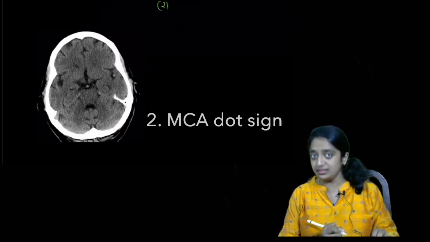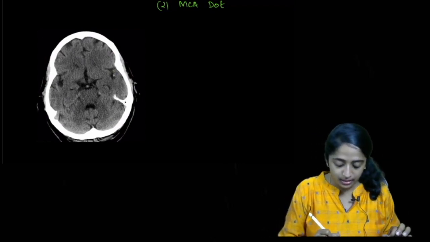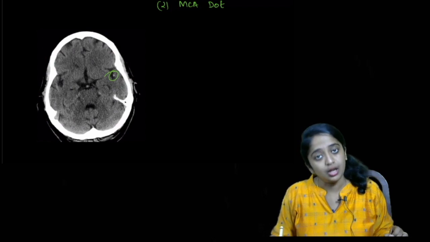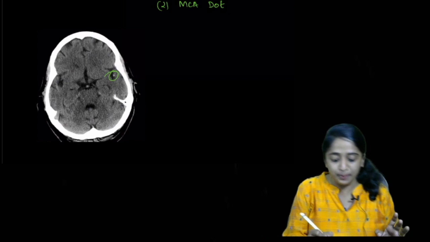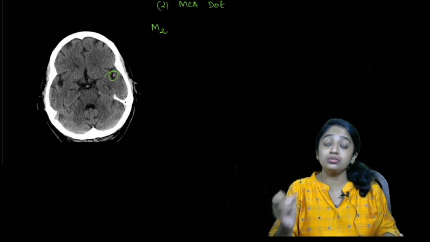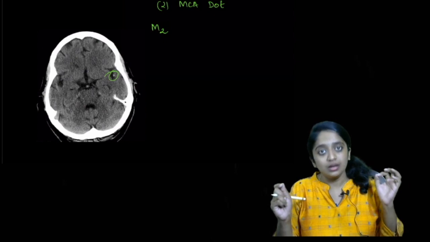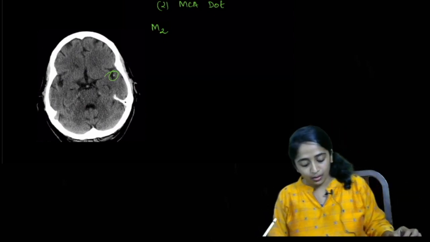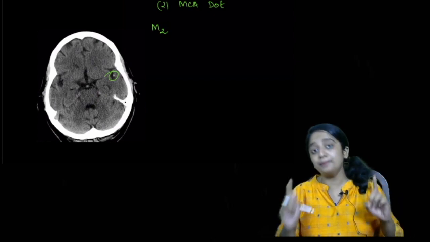Now similarly, a counterpart of dense MCA sign is a second sign called MCA dot sign. So what does it mean? You're going to see a hyperdense focus. See here. Where is it? It's within the sylvian fissure. What runs in the sylvian fissure? One of the branches of MCA. To be precise, the M2 segment runs in the sylvian fissure. So if a clot or a thrombus is lodged in the M2 segment, it can show the MCA dot sign. Okay? But remember, whenever you're going to look for these signs, there is an important pitfall.